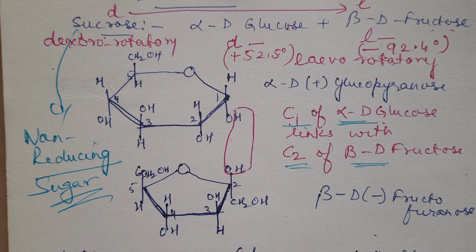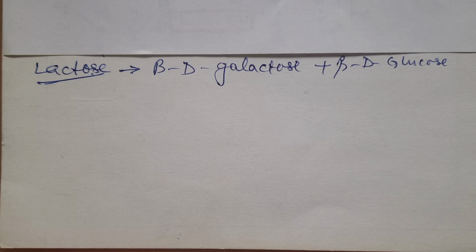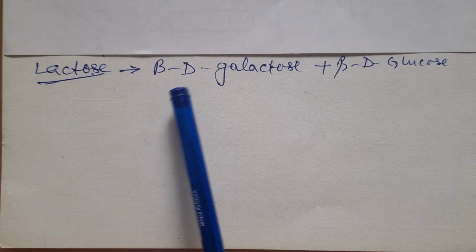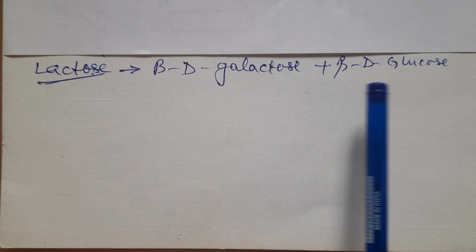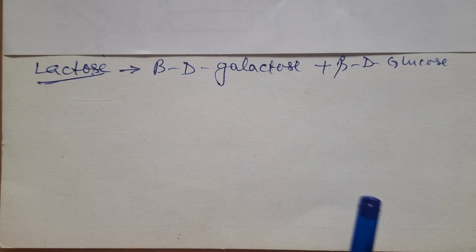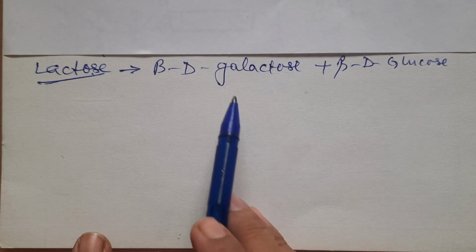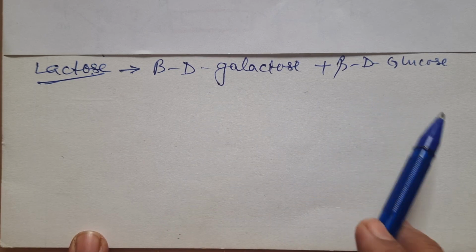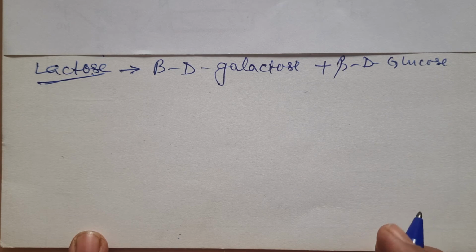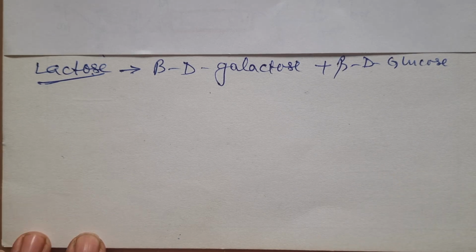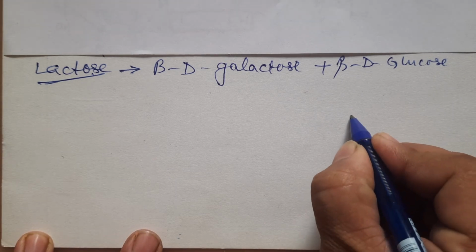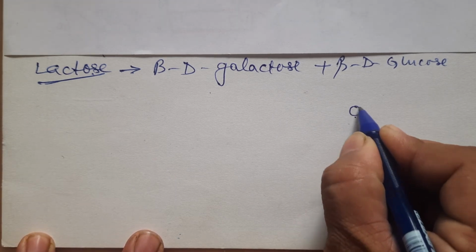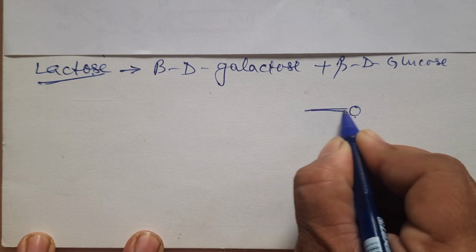Okay. Now we will take lactose. Which are the two monosaccharides in lactose? They are beta D galactose and beta D glucose. These are the two monosaccharides in it. We have not studied galactose till now, but we have studied beta D glucose. So first we will draw the beta D glucose structure on the right hand side. Clear? So what was beta D glucose, children? We will draw it.